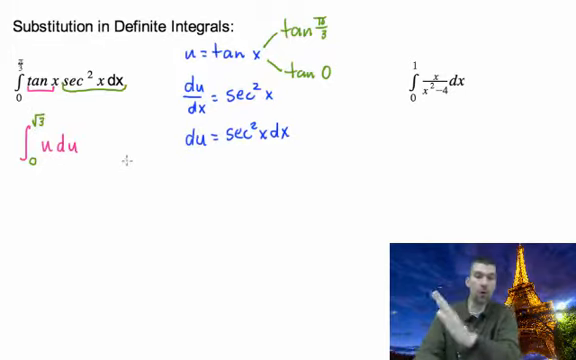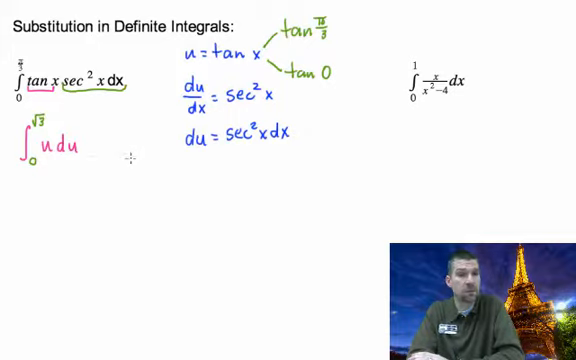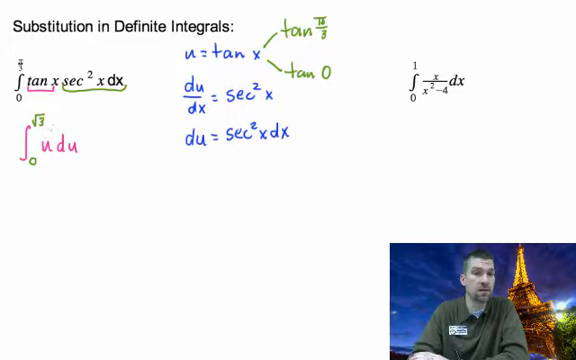So the cool thing about what we just did is we don't have to unsubstitute at the end. We don't have to substitute back in. We can just find the antiderivative of this guy, and then use our new values for our upper and lower limits, and we're done. So here's what it would look like.